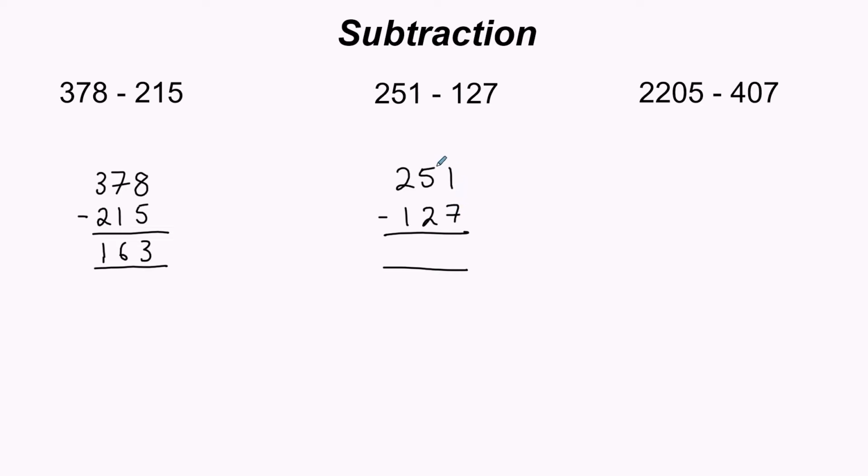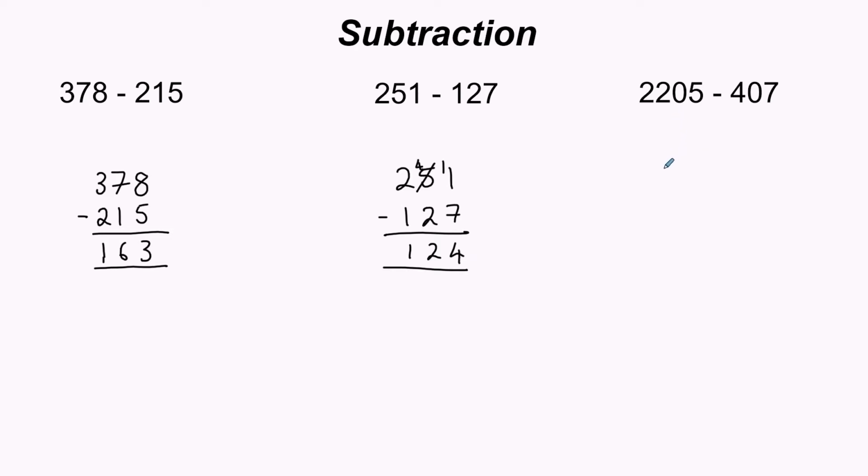So we go across to the next column, the 5, score that out, and we're going to borrow 1 from there, so that's going to go down to a 4, and we're going to bring that 1 that we borrowed over into the units column to make that 11. So we've got 11 now, take away 7, which gives us 4. 4 in the tens column, take away 2, which is 2, and 2 take away 1, which is 1. And on to the final one.